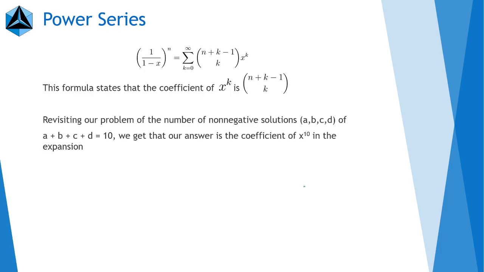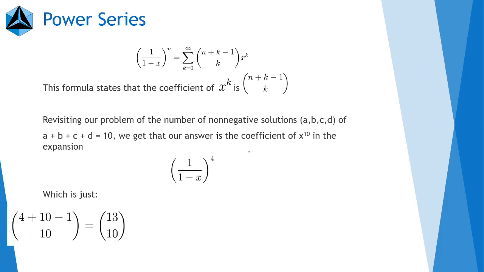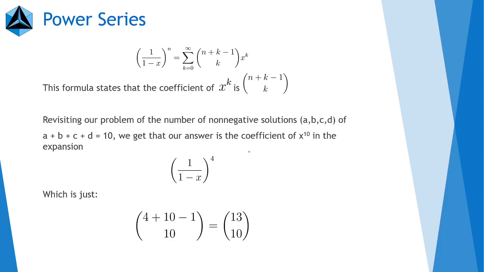So revisiting our problem of the number of non-negative solutions a, b, c, d of the equation a plus b plus c plus d equals 10, our answer is the coefficient of x to the 10th in the expansion of 1 over 1 minus x, to the fourth, as we said before. Using our generalization, this is just 4 plus 10 minus 1 choose 10, since n is equal to 4, the exponent on 1 over 1 minus x, and 10 is the exponent we were looking for. So our answer is 13 choose 10, which is consistent with stars and bars, of course.